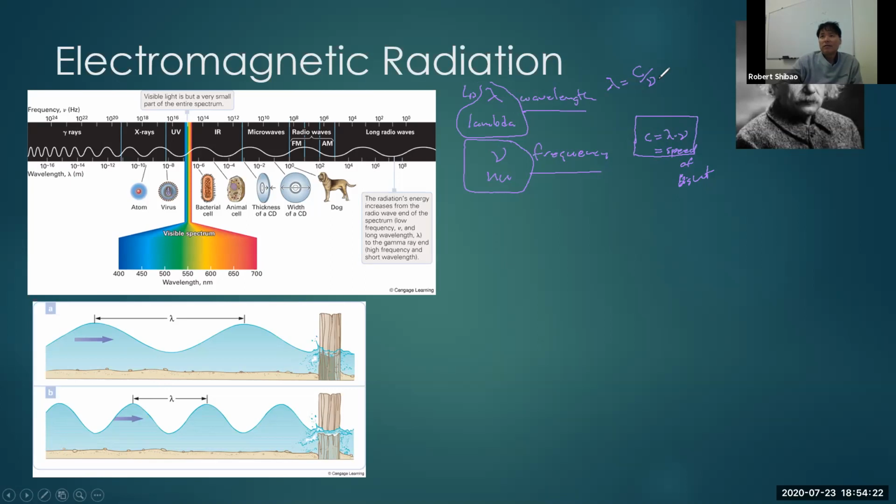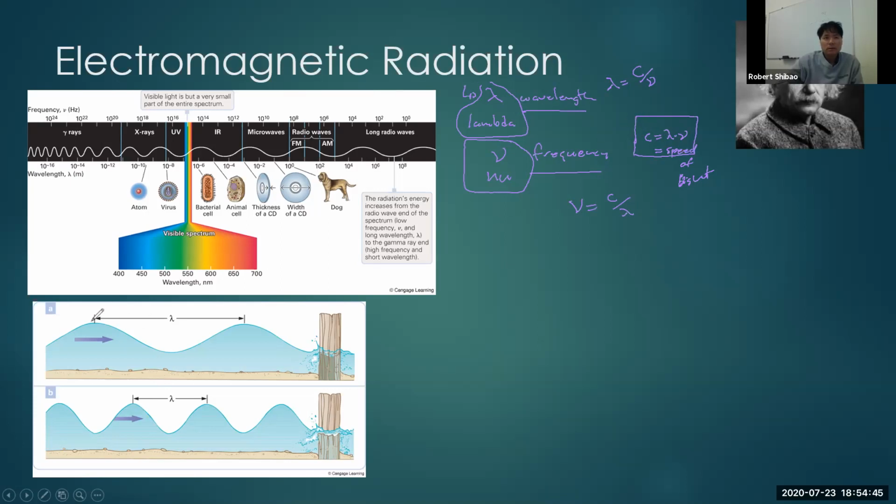And so if I'm at high frequency, I have a very small lambda. If I'm at a low frequency, that is, nu is very low, small, then lambda is big. And the same thing, frequency is inversely proportional to wavelength here.